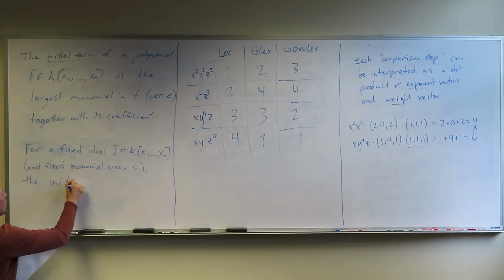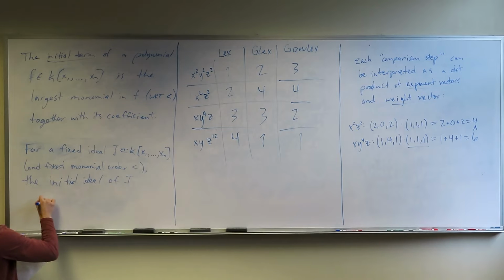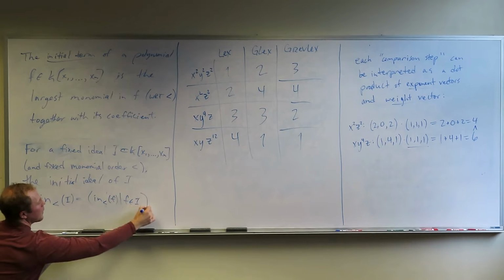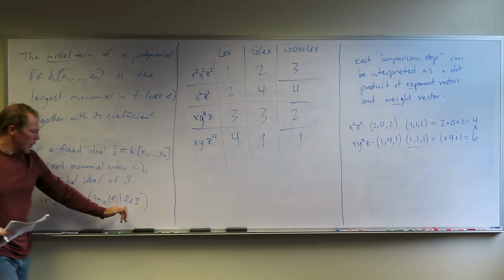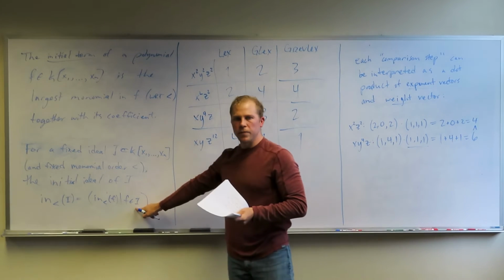The initial ideal of I is denoted like this. We put the monomial order in the subscript, and we just say it is the ideal that's generated by the initial terms of F, such that F is in I. I didn't write this, but that's the notation for the initial term of F. And we want this to be for really all of the elements in our ideal, right?